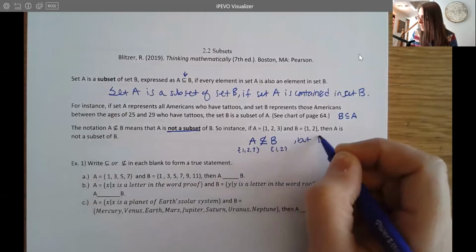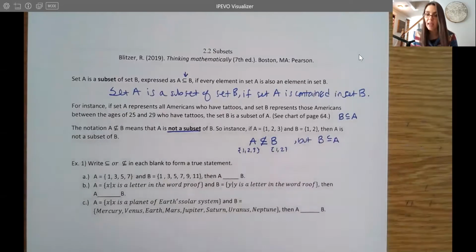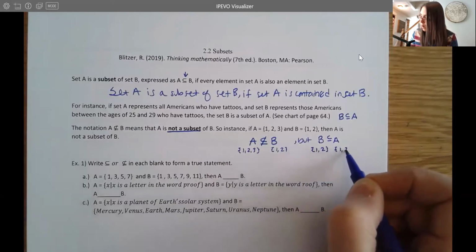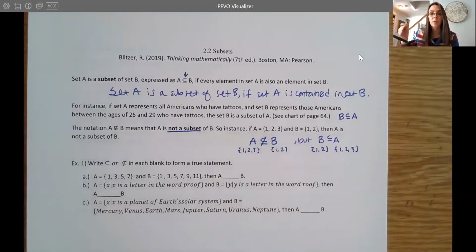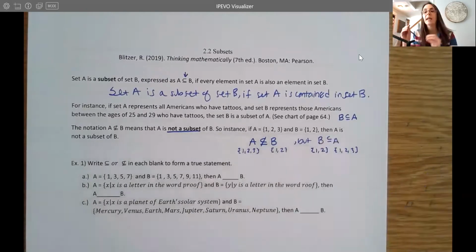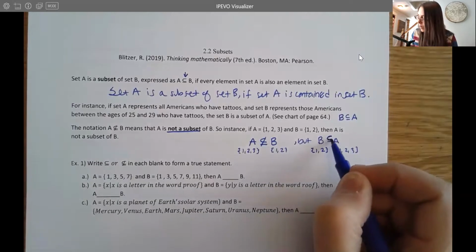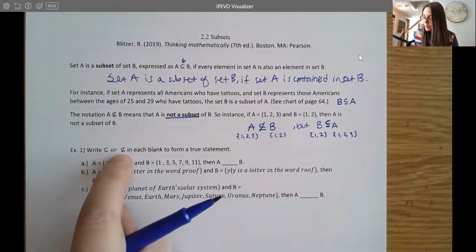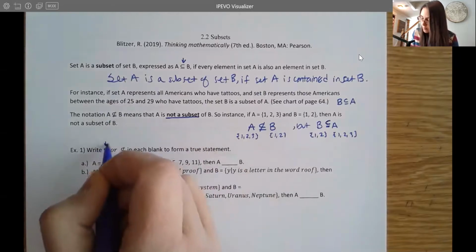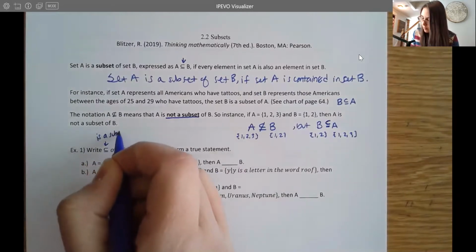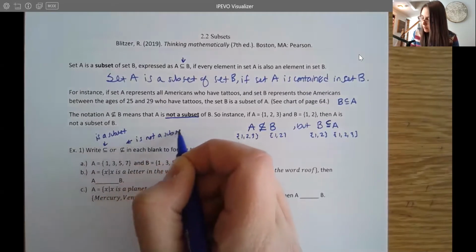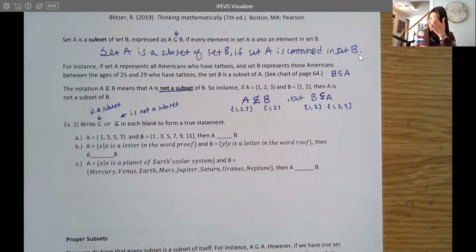But in this case, B is a subset of A, right? So if I change the ordering, the numbers 1 and 2 are contained in the set 1, 2, and 3, right? So you want to be careful of your ordering as well. It's really important that you're thinking of it the right way. So we're going to write is a subset or is not a subset in each blank to form a true statement. All right.